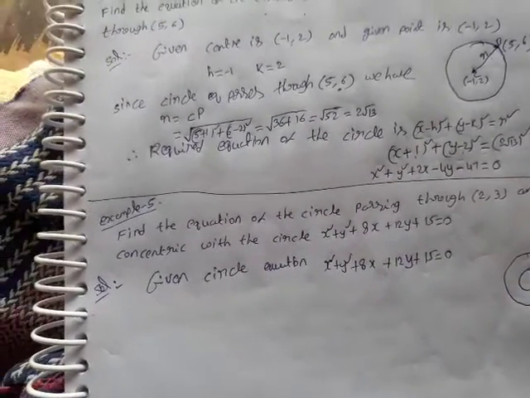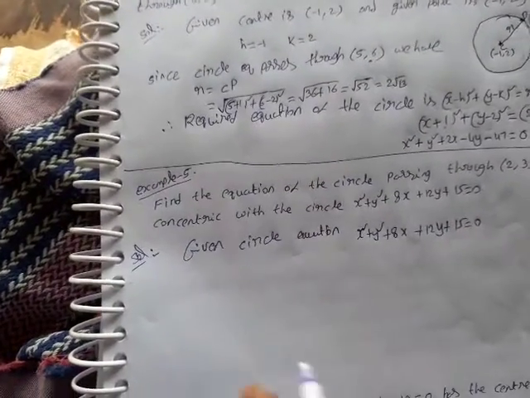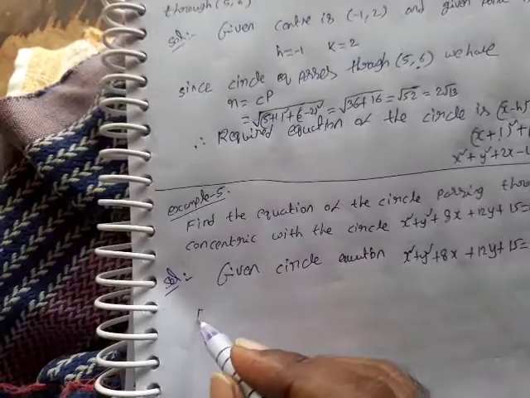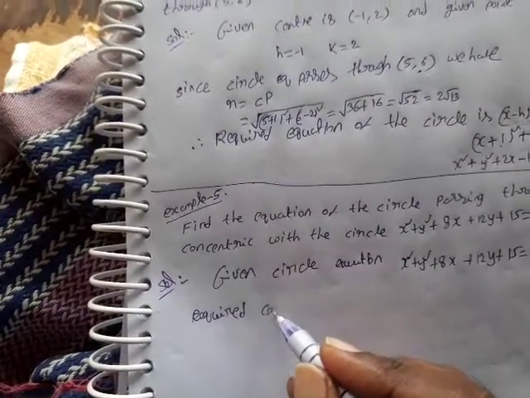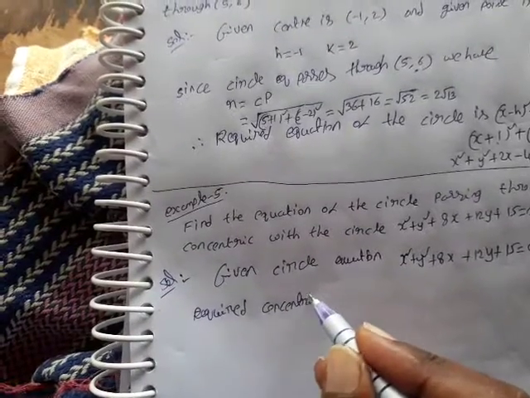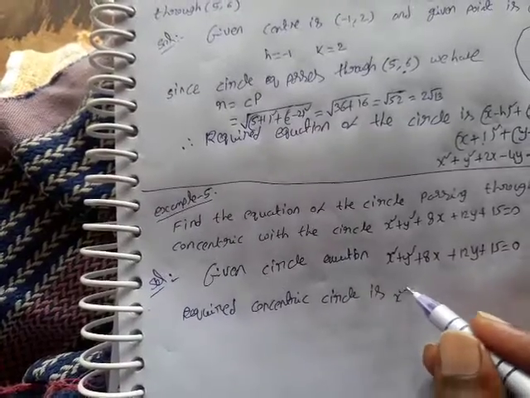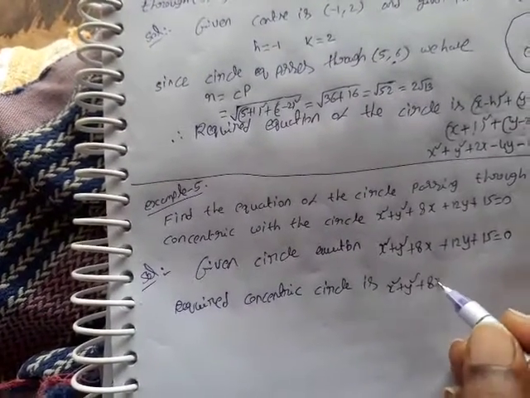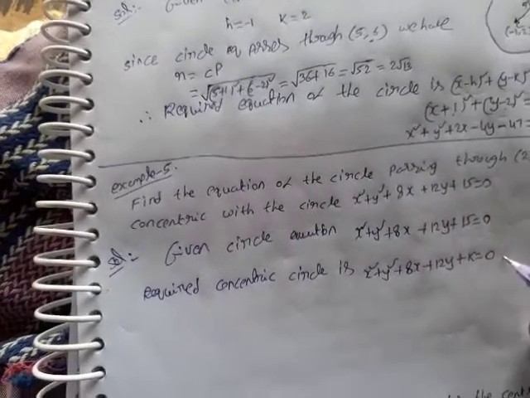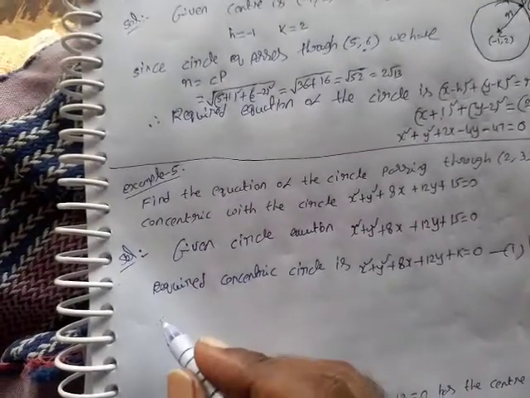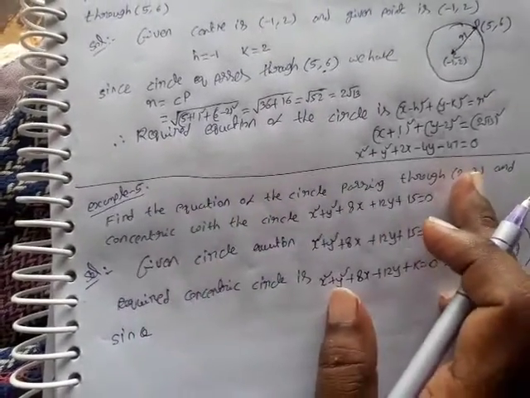Given circle equation is x square plus y square plus 8x plus 12y plus 15 equal to 0. Required concentric circle is x square plus y square plus 8x plus 12y plus k is equal to 0. Take this as equation 1. They given the concentric circle passes through the point 2 comma 3.